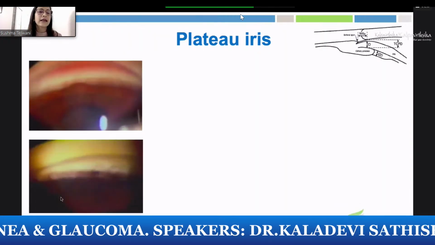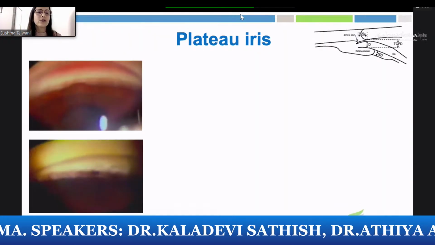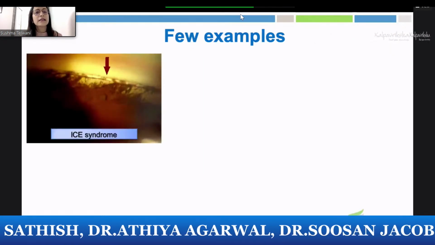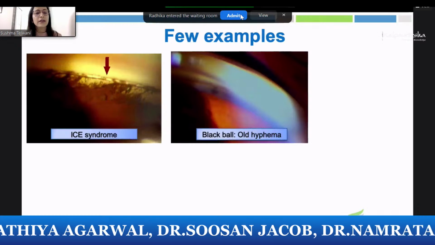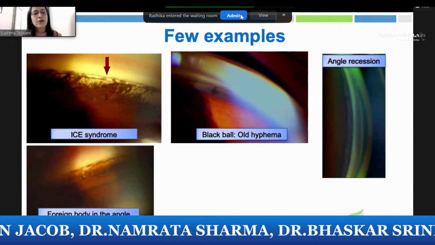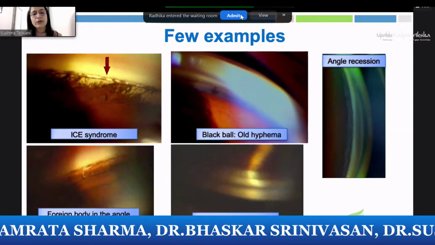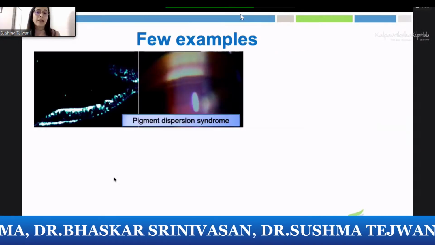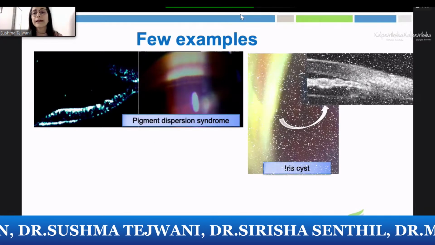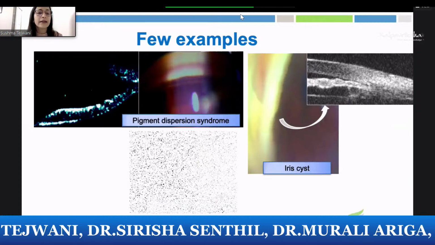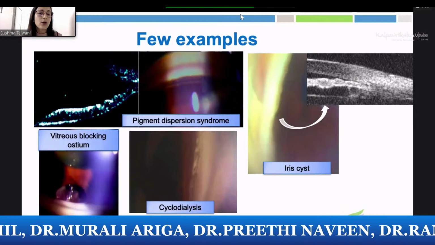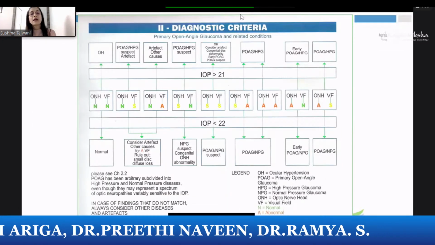Plateau iris looks like that. You have a convex configuration of the iris close to the limbus, and the rest of the signs of angle closure are classical of plateau iris. This is ICE syndrome. This is a black ball denoting old hyphema. This is an angle recession, and this is a glass foreign body in the angle. And here, you can see silicone oil in the angle. Pigment dispersion syndrome can also be identified with a concave iris configuration and a lot of pigment in the angle. Iris cyst can be picked up on the angle and can be confirmed on UBM. This is a cyclodialysis picture, and this is vitreous blocking the internal ostium after trabeculectomy.